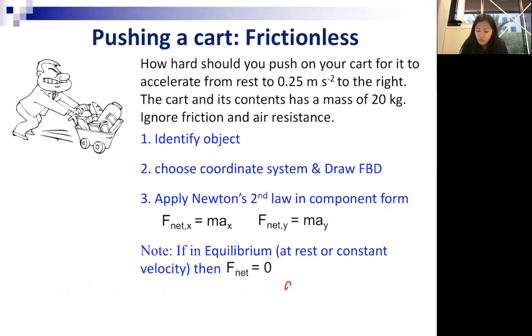Here is a person who wants to push a cart. And the question says, how hard should you push your cart for it to accelerate from rest to 0.25 meters per second squared? So notice the unit there is meters per second squared. So acceleration is already given, although it states the initial velocity, which is 0 from rest. And the direction of acceleration is to the right. The cart and its contents has a mass of 20 kilograms and explicitly stated is ignore friction and air resistance. Okay, so let's go through the steps that I've outlined earlier.